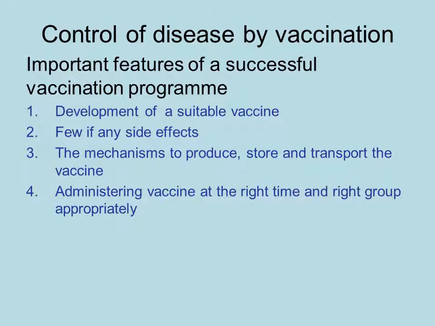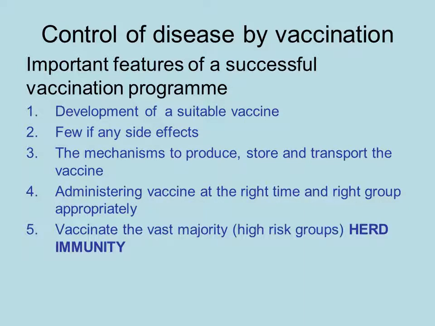You need to be able to give the vaccine at the right time to the right groups of people. So you need to, for example, make sure that you give the vaccine to babies so that babies are protected from things like measles, mumps and rubella. Flu is more likely to be given to elderly people so that they are most likely to be protected. And a vaccine must create herd immunity by vaccinating the largest numbers of people, so in that sort of 80% category.